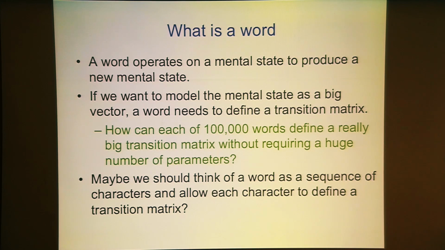So the idea was, let's have 100,000 words, and let's have each of them be a matrix, and let's have a mental state that's a great big vector, and each of these words operates on your mental state to produce a new mental state. The problem is, your mental state needs to be a big vector, and this needs to be a big square matrix, and you need 100,000 of them, so you're going to need rather a lot of parameters. It would be much easier if, instead of modeling language at the word level, we modeled it at the character level, because there aren't many characters. We could take all the ASCII characters and strip them down to about 86 characters without losing much.